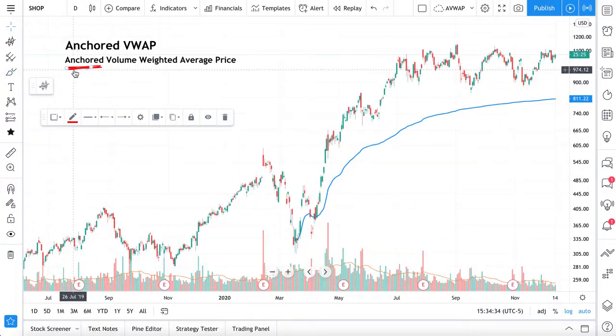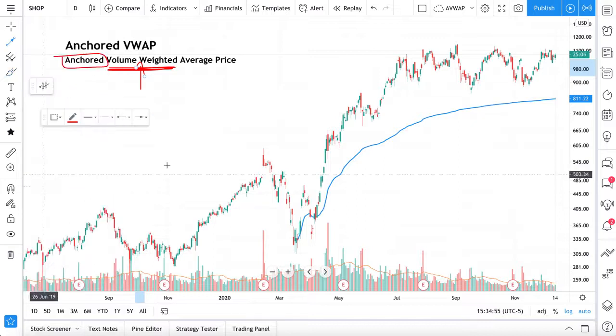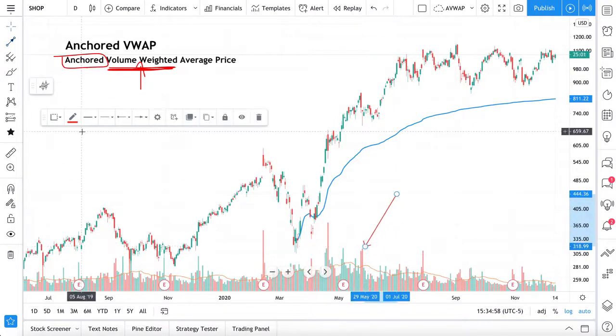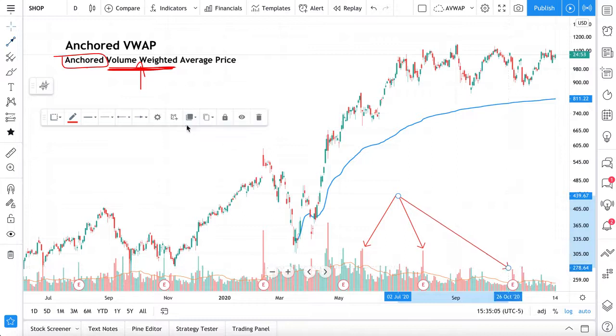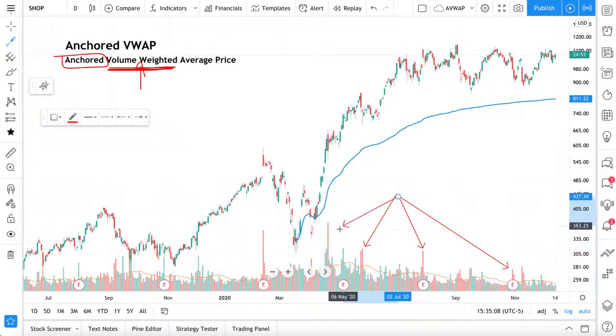Okay, next up, let's talk about volume weighted. We know what anchored means, got that out of the way. Volume weighted refers to the fact that Anchored VWAP looks at volume to make its calculations, meaning that higher volume spikes will have a bigger impact on the average price of the Anchored VWAP line that's shown.